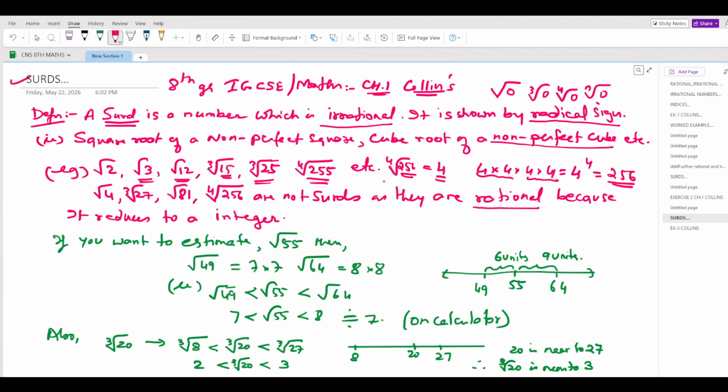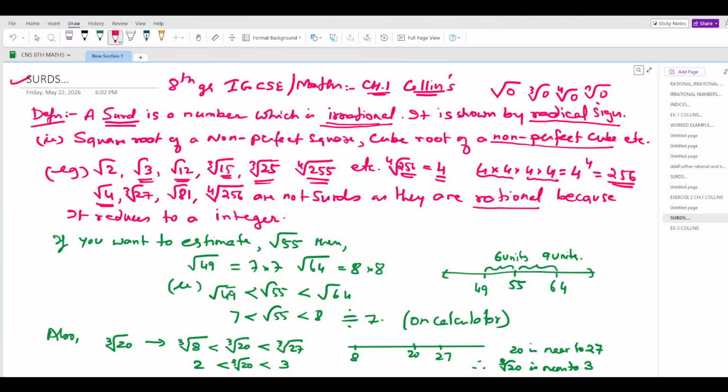Now let us take the example of root 4. Root 4 is a number expressed in radical form, but that means only half of the information is correct, that is, it is expressed with a radical sign. Whether it is irrational or rational, root 4 will reduce to 2. 2 is an integer and all integers are rational numbers. So you can say root 4 is a rational number, but you cannot call it a SURD because a SURD has to be irrational.